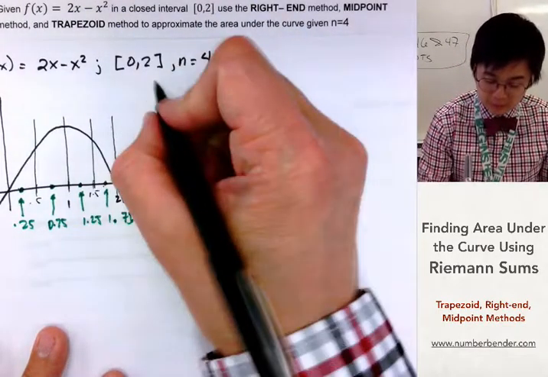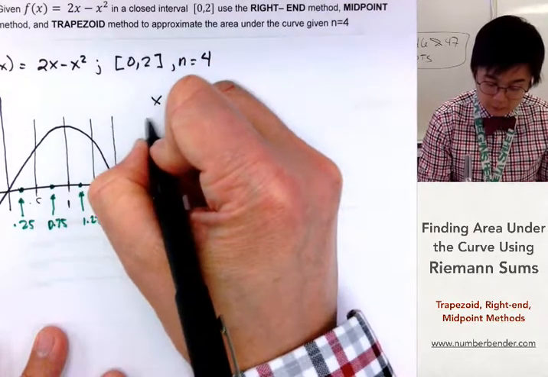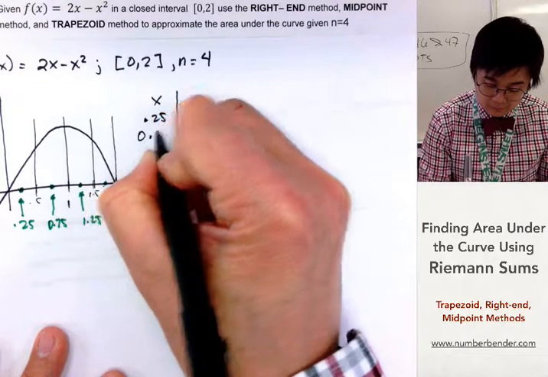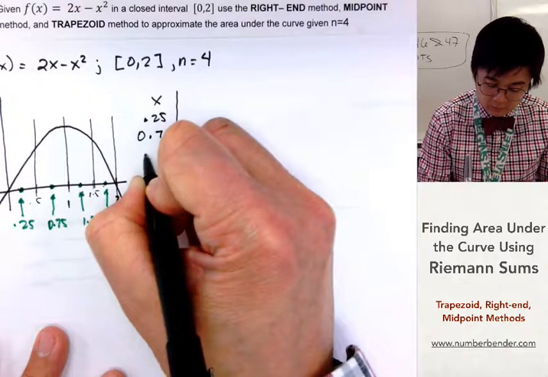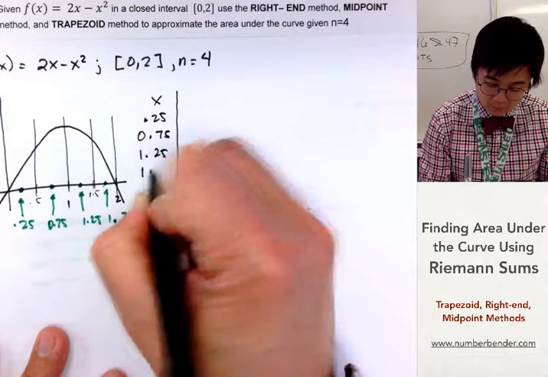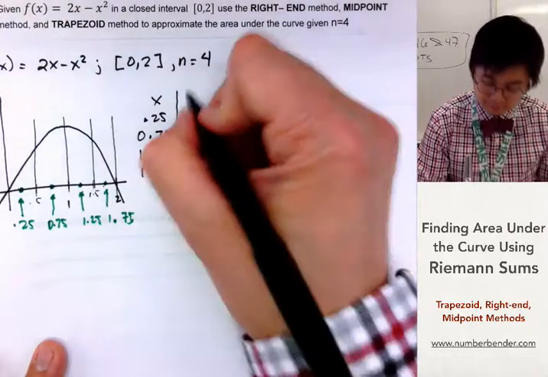So, kailangan ulit natin yung mga x values natin, which is 0.25, at yung ating height.